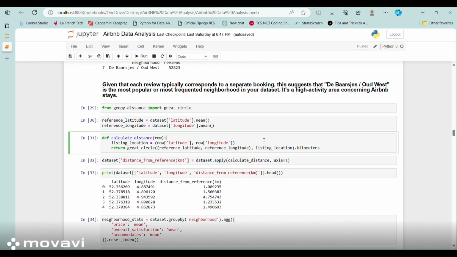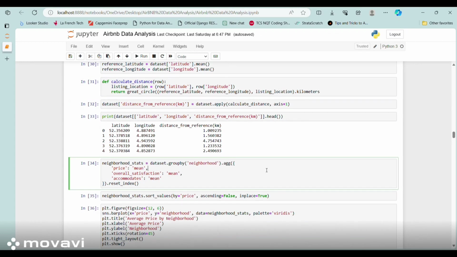Then we have aggregated our data to create a new data frame called neighborhood stats. In this data frame, each row represents a unique neighborhood, and we have computed several key statistics for each neighborhood. The price column in our dataset indicates the average price of the listings. In neighborhood stats, we have calculated the mean price for each neighborhood. This gives a sense of the typical price range within each area.